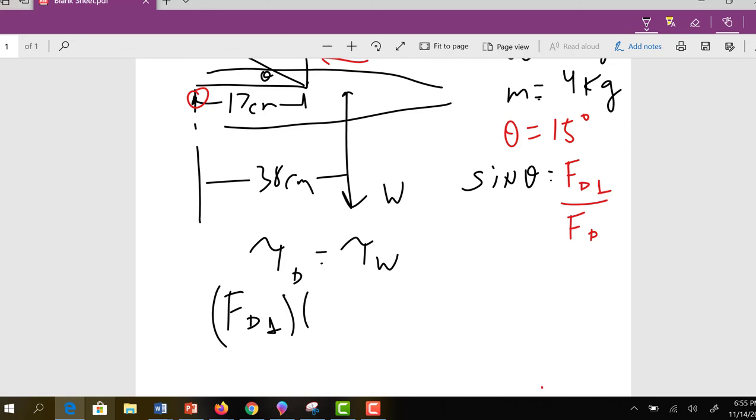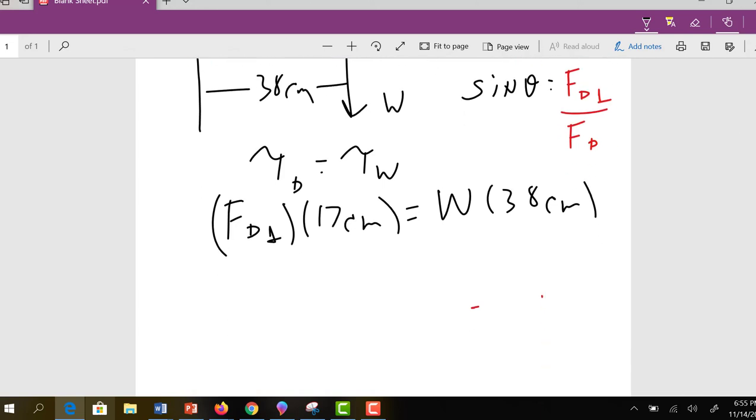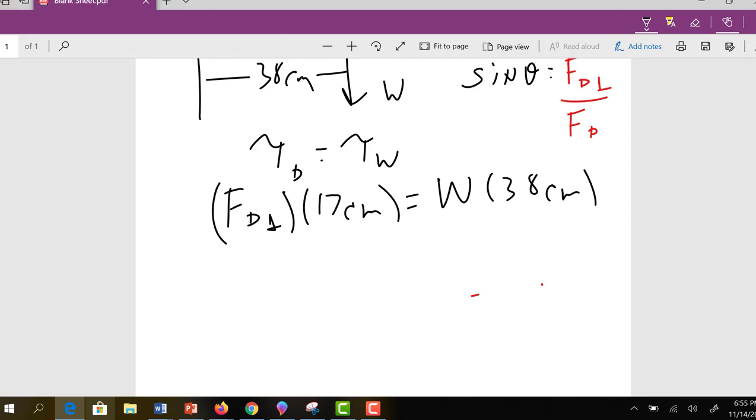That's the perpendicular part of the force times the distance to the deltoid muscle, 17 centimeters. I'm leaving it in centimeters, and you'll see why in just a minute. This is going to be equal to the weight, and then the distance from the weight to the pivot point, which is 38 centimeters. See, the units are going to cancel out. The centimeters part's going to cancel out. You could convert it to meters with no problem. The meters are going to cancel out anyway.